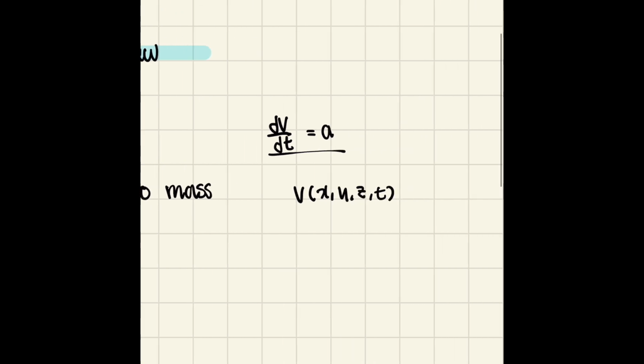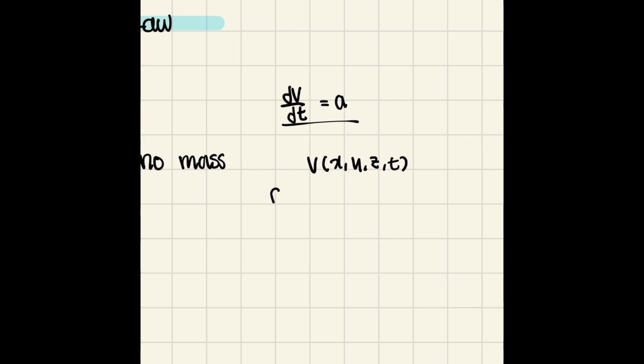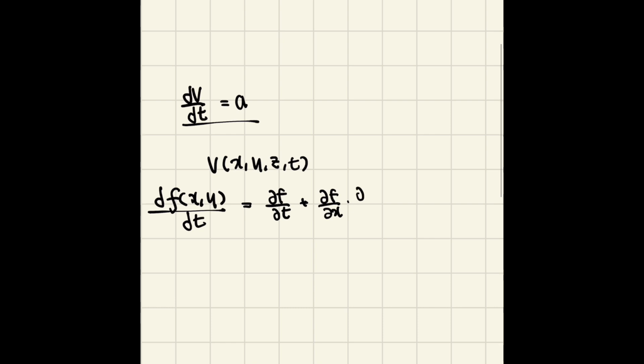In multivariable calculus, we learned that whenever we take a derivative of a multivariable function, let's say there exists a function f(x, y) with two different variables, and we want to take a derivative of this with respect to a new variable t, then this equals partial f partial t plus partial f partial x times partial x partial t plus partial f partial y times partial y partial t, so that the partial x's and partial y's can cancel each other, and we get this, which also equals dv dt.